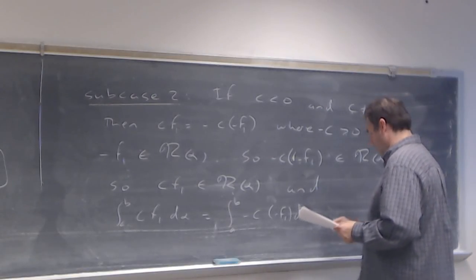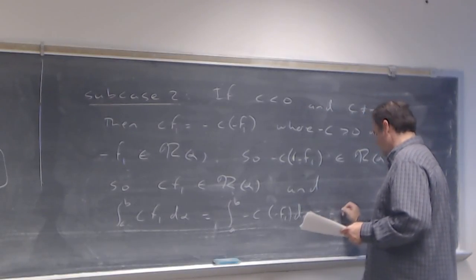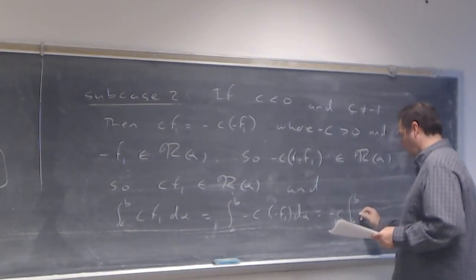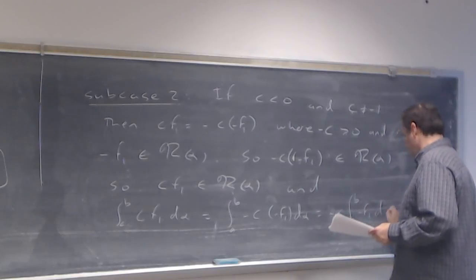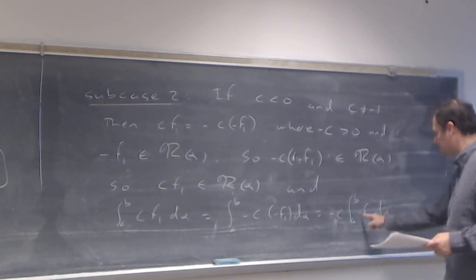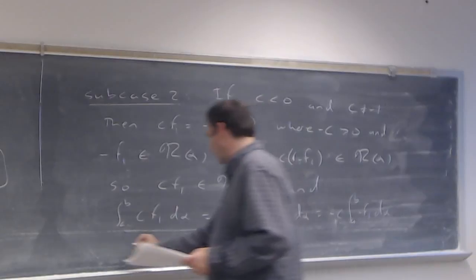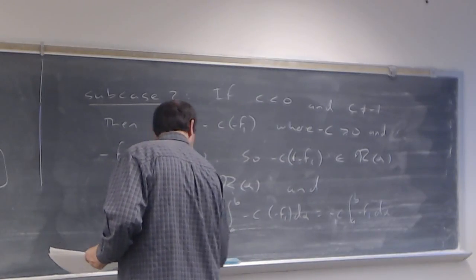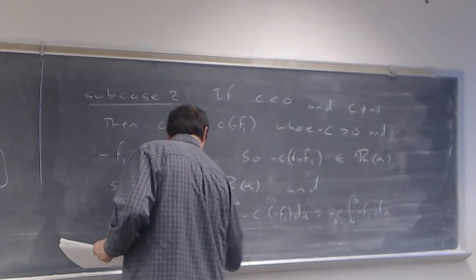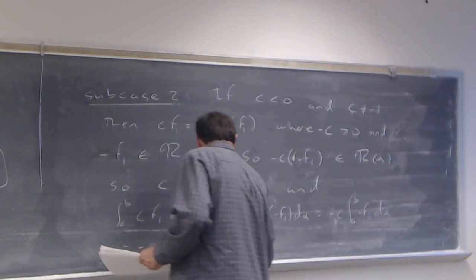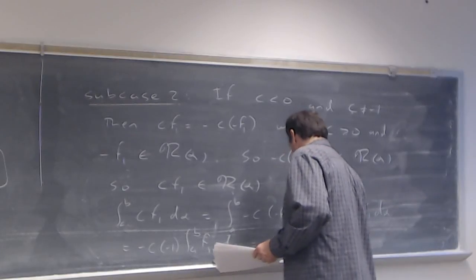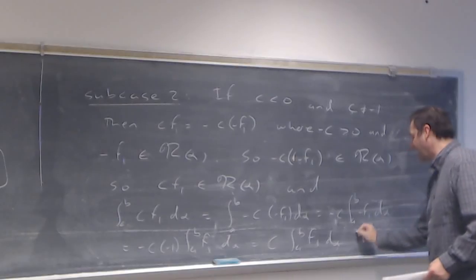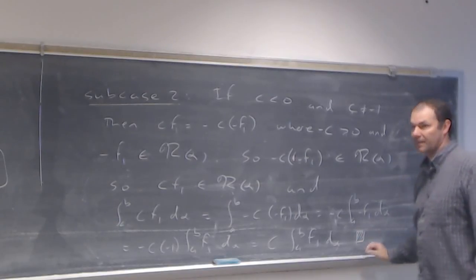This is going to be a positive constant. We can pull that out. So that's minus c times the integral from a to b of minus f sub 1 d alpha. This is a minus 1. We know we can pull it out from the previous subcase here. So it's minus c times minus 1 times the integral from a to b of f sub 1 d alpha. And of course, that's just c times the integral from a to b of f sub 1 d alpha. And that is the conclusion of the theorem.